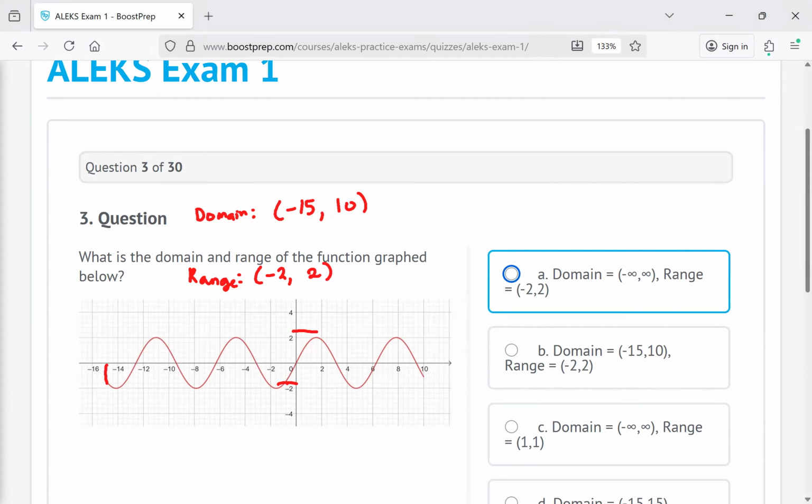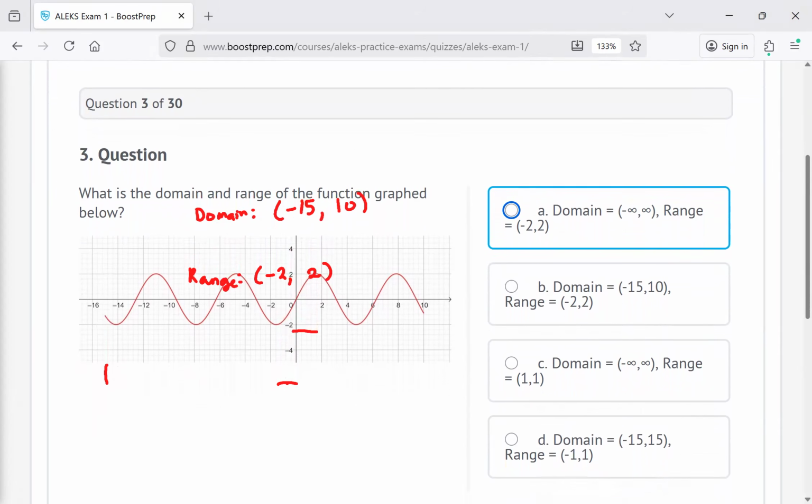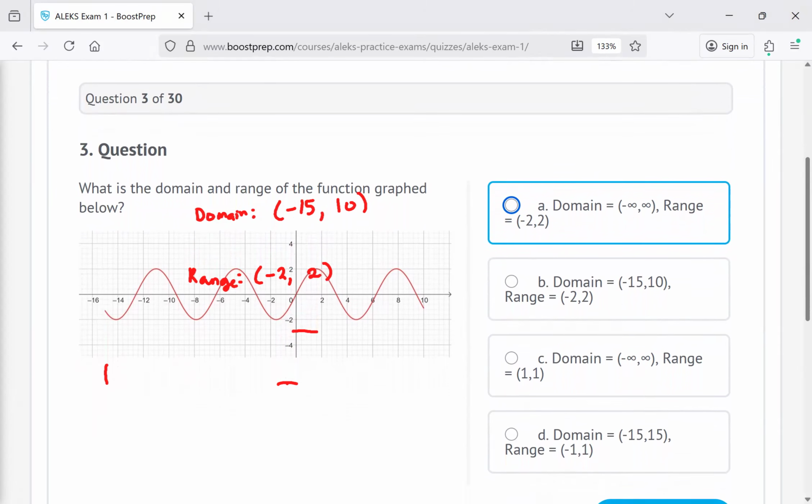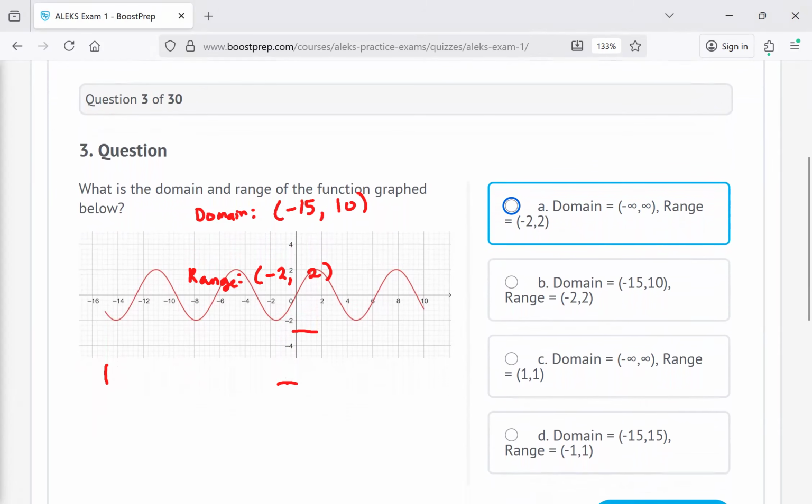So which one is that going to be? Is it A? No. Is it B? Domain negative 15, 10? Yes, it is definitely B, right? Domain is negative 15 to 10. My range is from negative 2 to positive 2. Perfect.